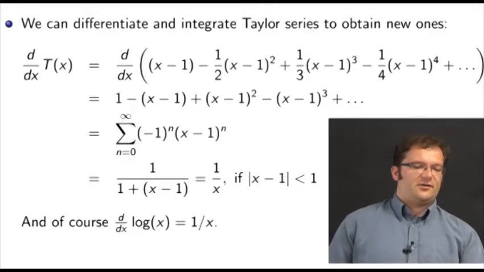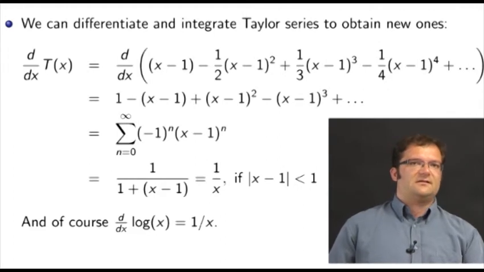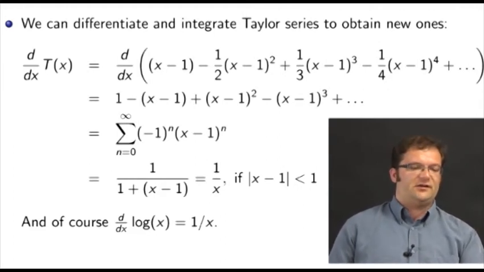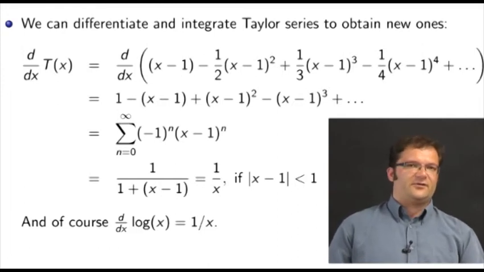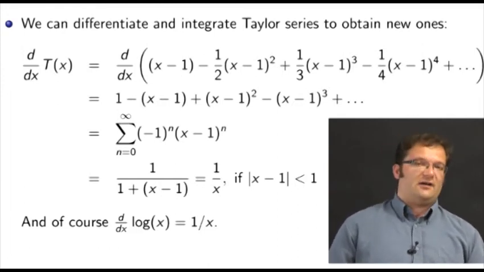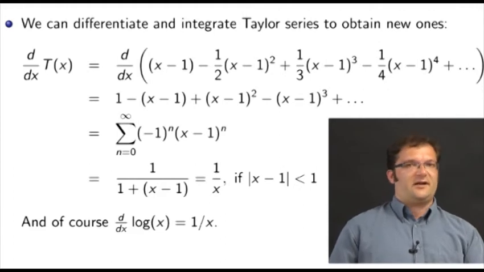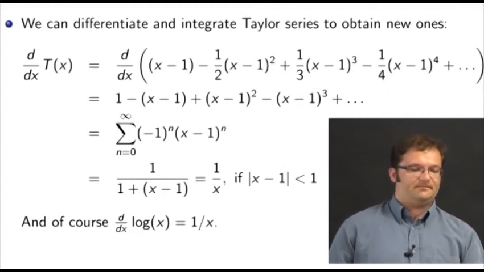We can also do computations with Taylor series. We can add them, we can subtract them, we can multiply them. And we can also differentiate and integrate them. And this is a nice method to get new Taylor series. So let us have a look at how this works. Let us differentiate our Taylor series T(x) with respect to x. So I want to differentiate x minus 1 minus 1 half (x minus 1) squared plus 1 over 3 (x minus 1) cubed, and so on and so on.